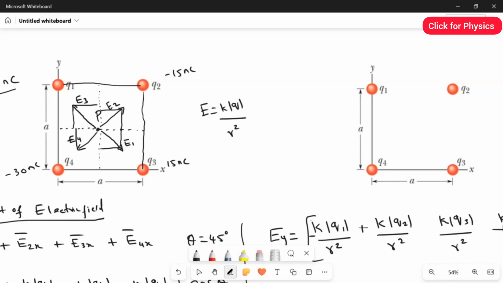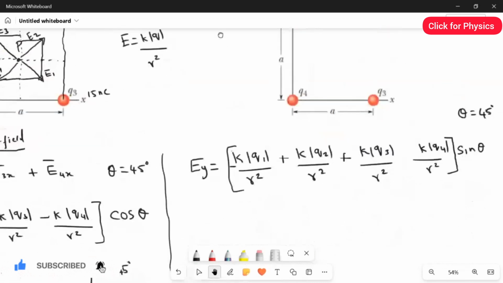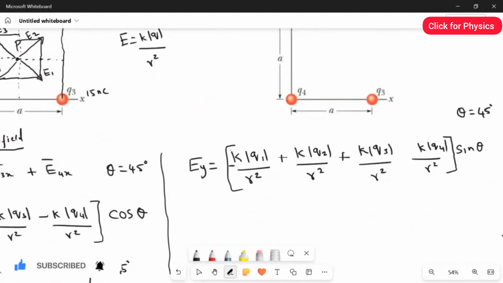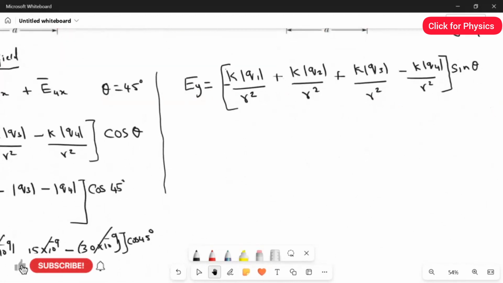Likewise, the third charge hits the positive y axis, and likewise E4 hits the negative y axis. So what you'll get is a negative here. That's it. So all these signs come from the electric field. Now we have to take the constant term outside. So what is the constant term here?